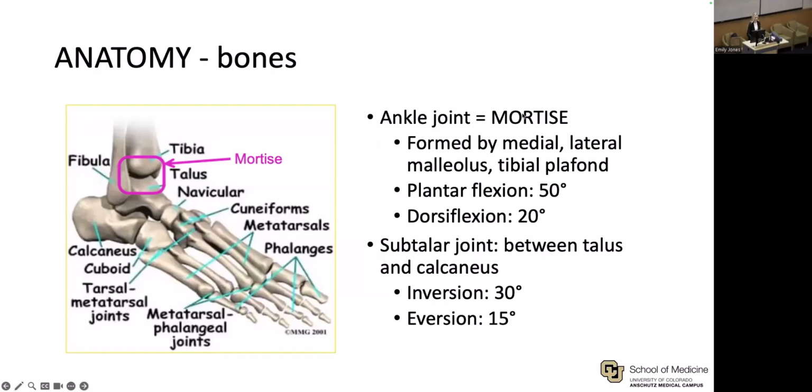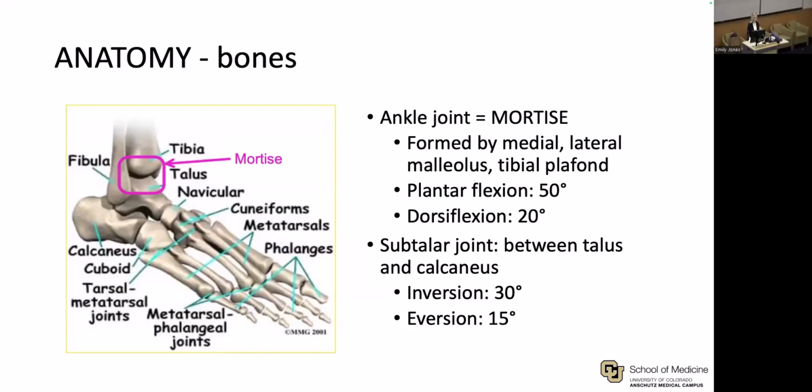And the ankle joint is pretty simple. It plantar flexes and it dorsiflexes. And I have here the degrees for plantar flexion and dorsiflexion. It's about 50 degrees of plantar flexion is normal, 20 degrees of dorsiflexion. But really, it's most important to compare to the other side of the patient because everybody's range of motion is very different.